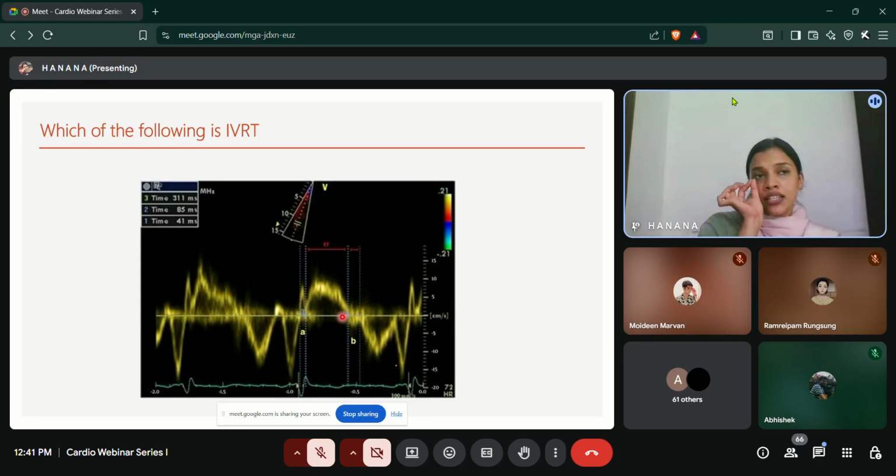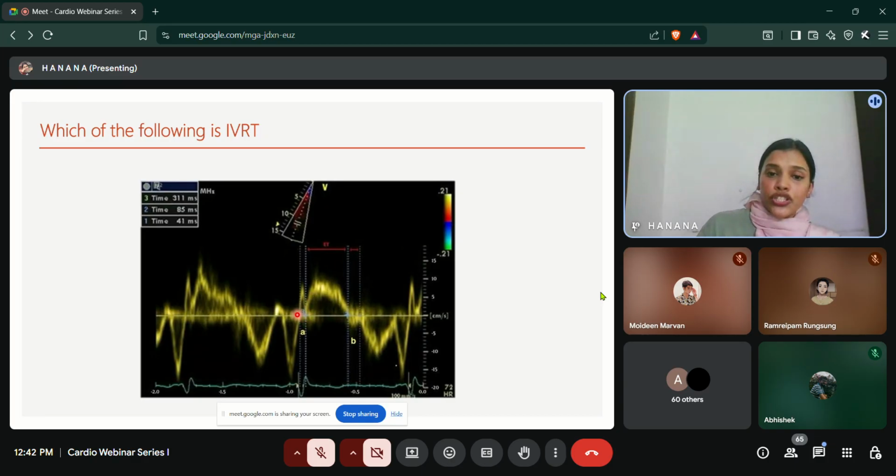IVRT is the phase between the aortic valve closure and the mitral valve opening. Here the E wave happens, so the mitral valve opens here. So between the S and the E is the IVRT, and here between the A wave and this is the E dash, A dash. And this is the systole.